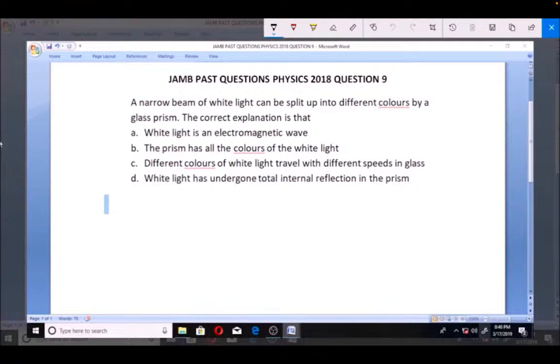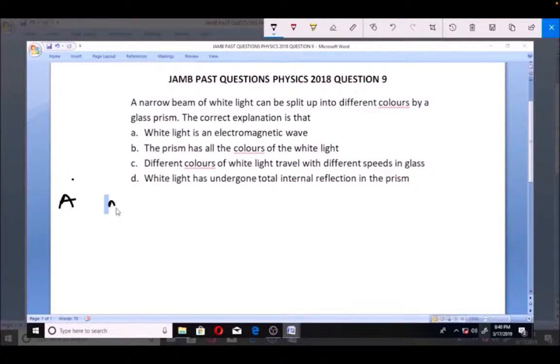Now, for you to understand it, you need to understand some technical terms or phenomenon in white light. And here we're talking about dispersion of white light. What is dispersion of white light? We need to know what dispersion is. For us to understand this, we need to know what refraction, diffraction, internal reflection, all those things. But the phenomenon that goes with this very particular case is what we call dispersion.